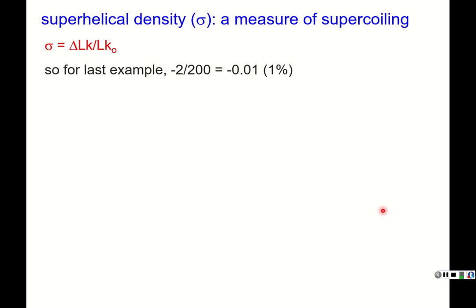There's also another term called superhelical density, which is abbreviated as the Greek letter sigma. It's just a measure of supercoiling, and that is a delta LK number divided by our LK naught. Okay, so for the previous example, if we had negative 2 as a delta LK, we divide that by what we started with in the relaxed form, which was 200, and that would be negative 0.01. So that in a sense is 1%. We could see that that's 1% negative supercoil.